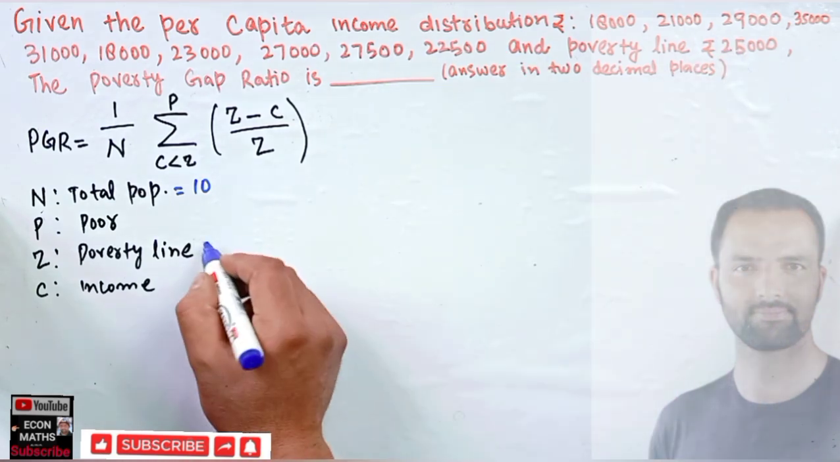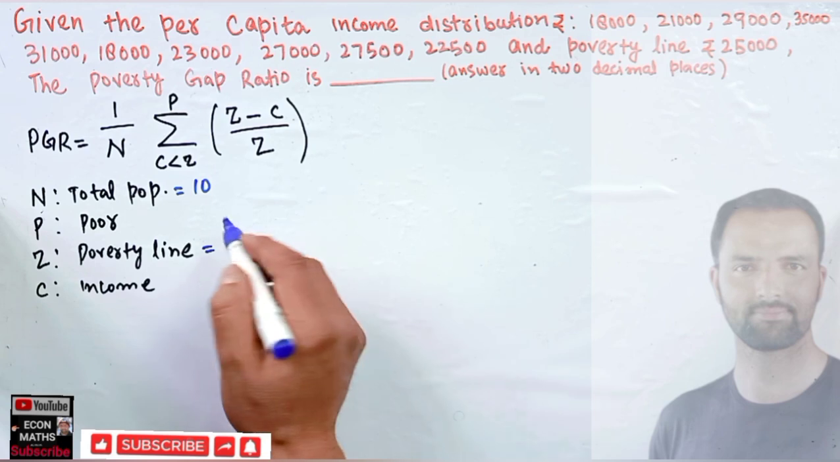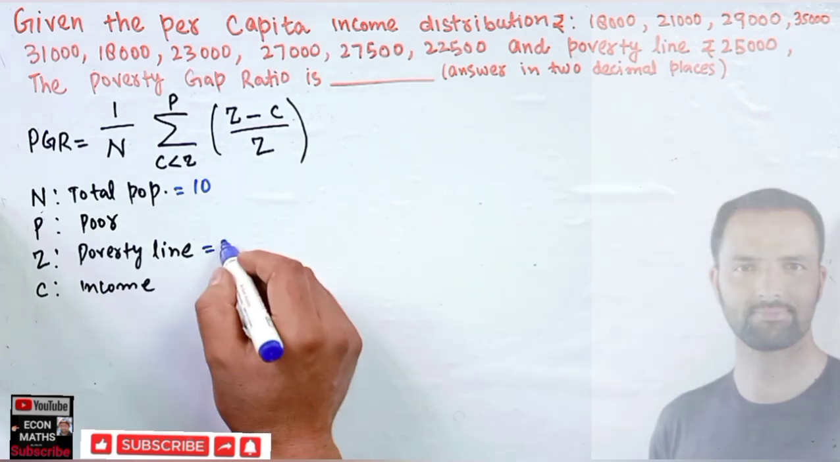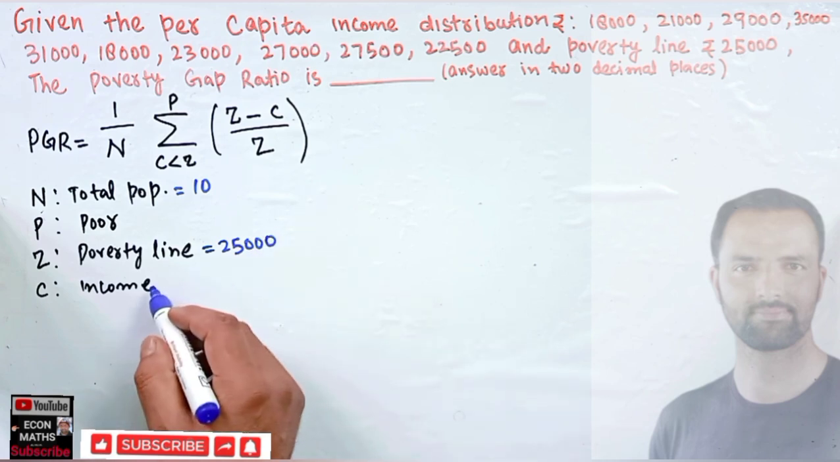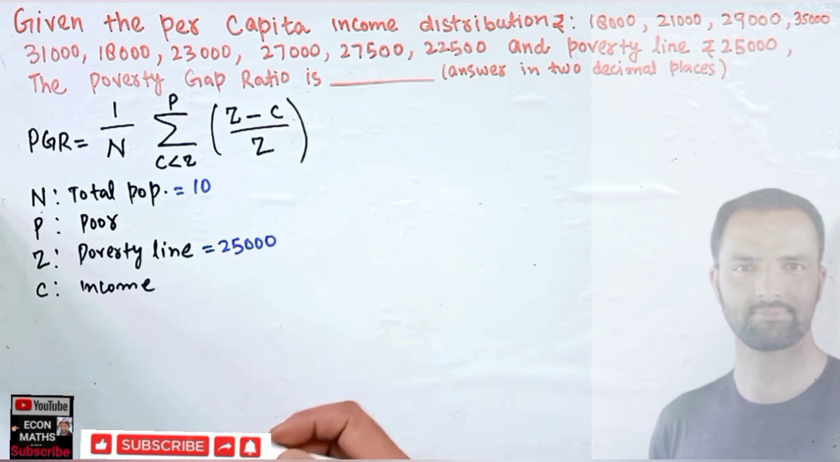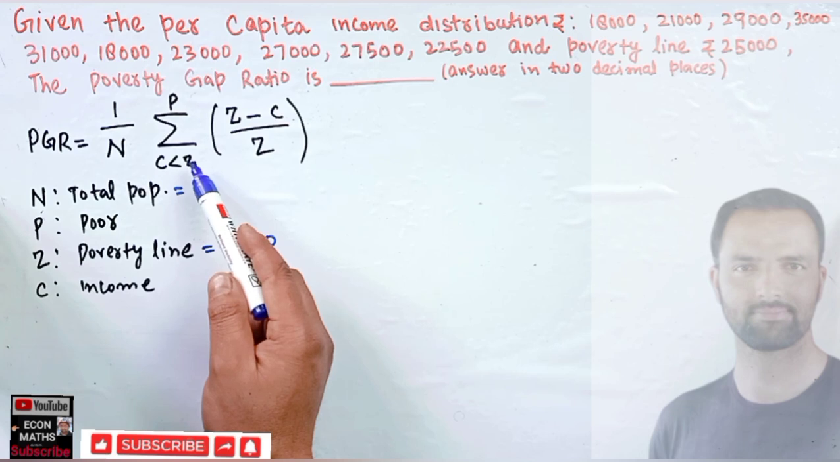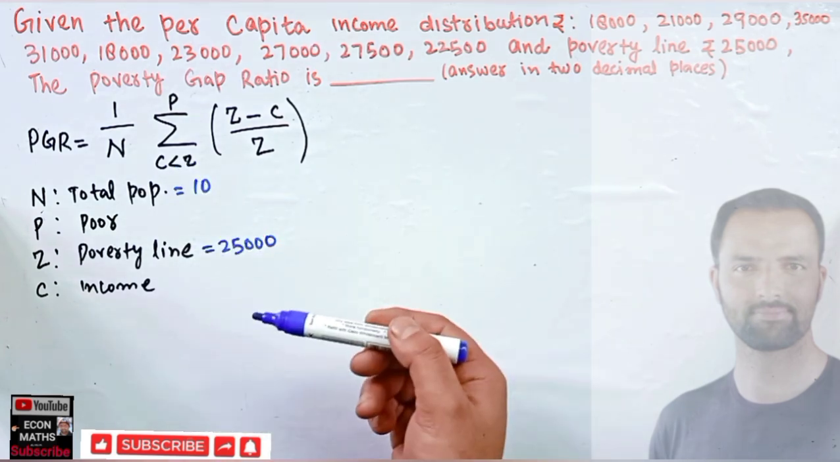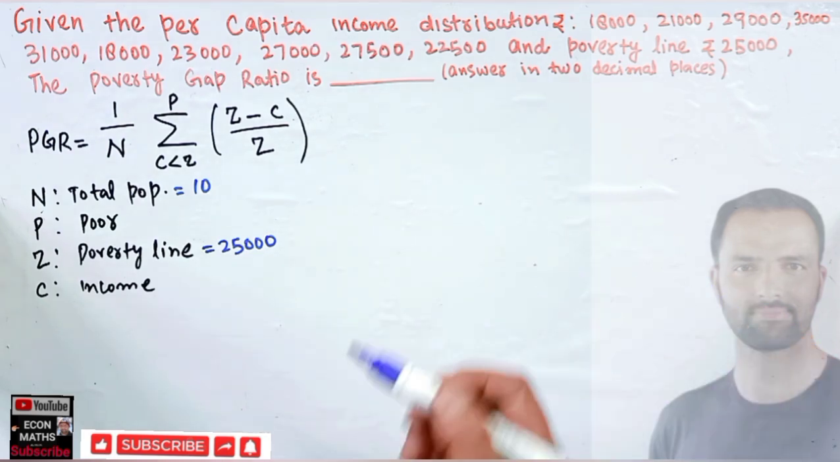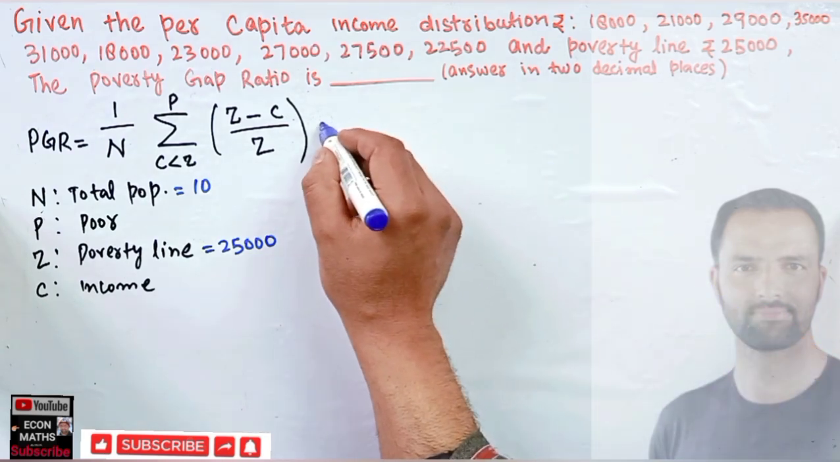And what is our poverty line? The poverty line is 25,000. Let me write here, this is 25,000. And C denotes the income. So the condition is C should be less than Z. We consider only the income of the poor individuals in this case. So let us see how we can write the formula here.